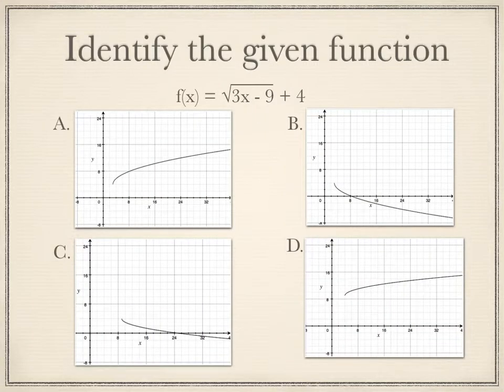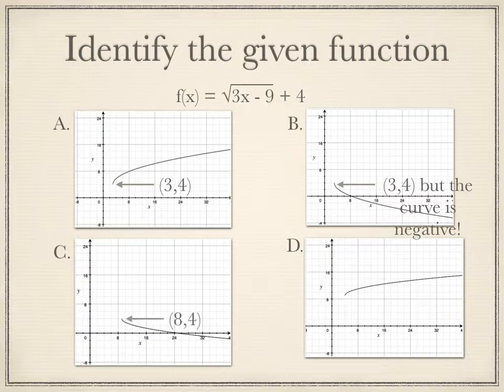So now we're going to go back and look at the graphs. We've got (3, 4) on A. On B, we have (3, 4). But notice that the curve is going down, which means it's going to be negative. And we don't have a negative in front of our square root. So if it was to be B, we'd have negative square root of 3x minus 9. And then C, we have a starting point of (8, 4). And D, we have a starting point of (4, 9). So the correct answer is A.